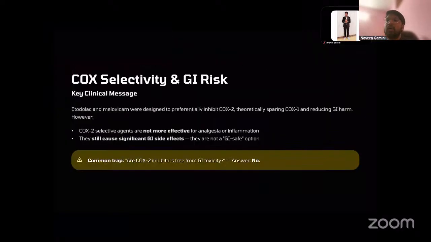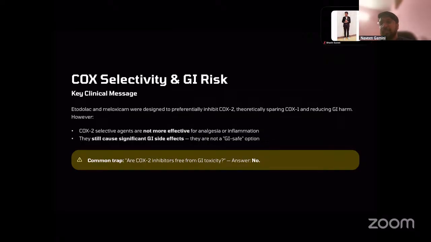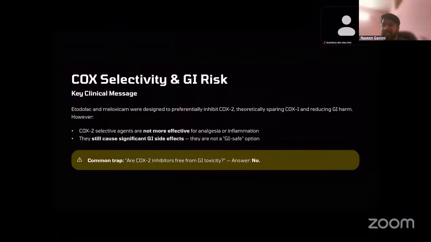Now, regarding COX selectivity and GI risks, there are two NSAIDs which preferentially inhibit COX-2, which are etodolac and meloxicam. Theoretically, they will spare COX-1 and thereby reduce gastrointestinal harm. But what was seen is that COX-2 selective agents are not more effective for analgesia or inflammation than non-specific NSAIDs, and they still cause significant GI effects. So whenever they ask if COX-2 inhibitors are free from GI toxicity, the answer is no.